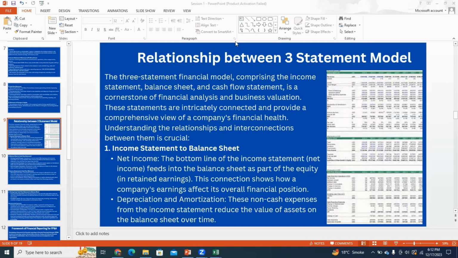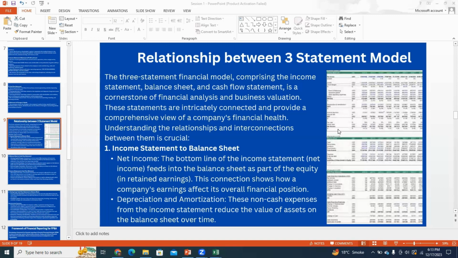Okay, let me move forward. Yes, relationship between three statement model. As you see the example, I have shown an Excel workbook side by side that says the three statement financial model comprising income statement, balance sheet, and the cash flow statement. It's the cornerstone of the financial analysis and the business valuation. These statements are intricately connected and provide a comprehensive view of the financial health.